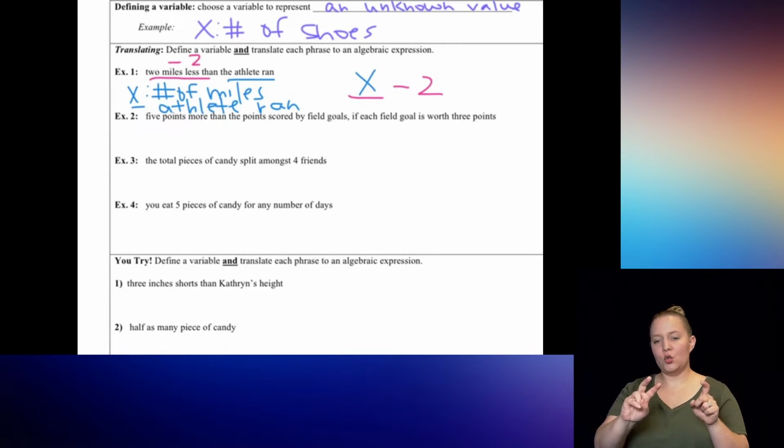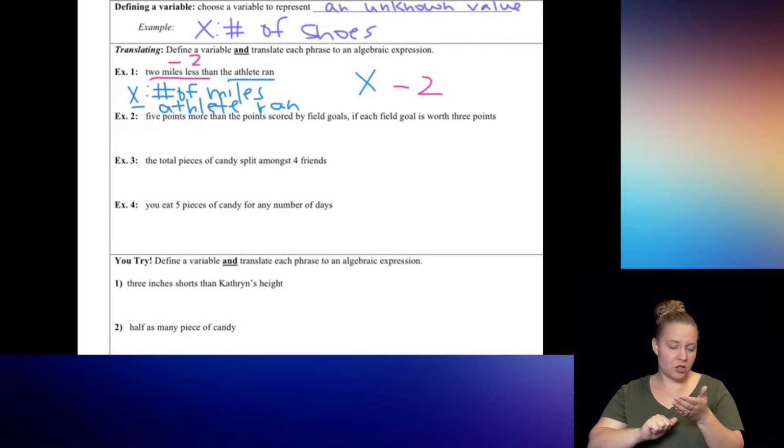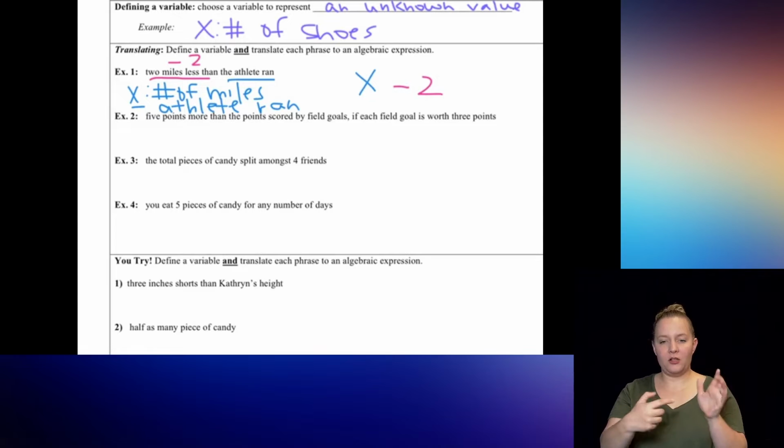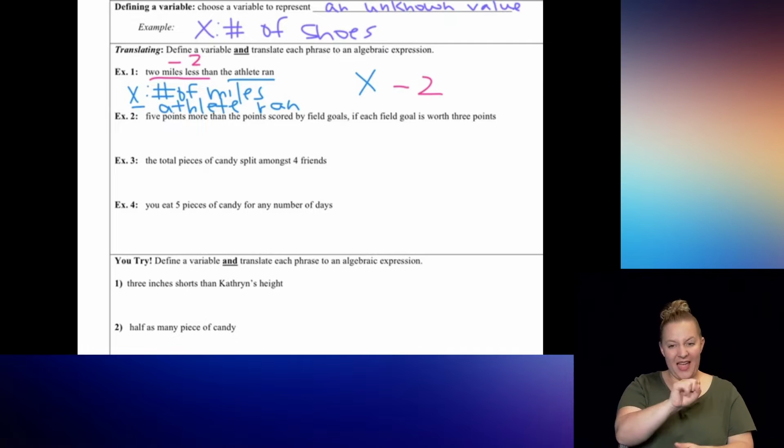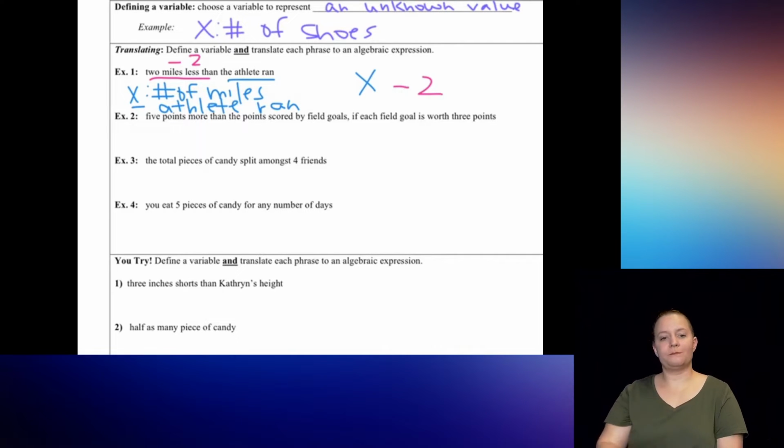And no, you don't necessarily need this subtraction sign or this blank. I was just showing you that I needed to put that 2 miles at the end. So there's the number of miles the athlete ran, and then I'm taking away 2, because that's what 2 miles less than represents. All right, example 2.